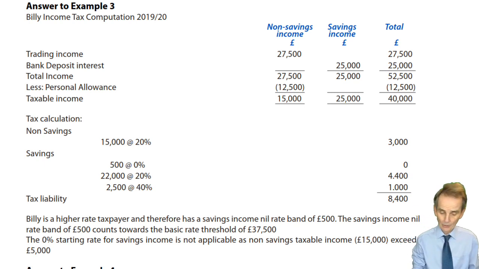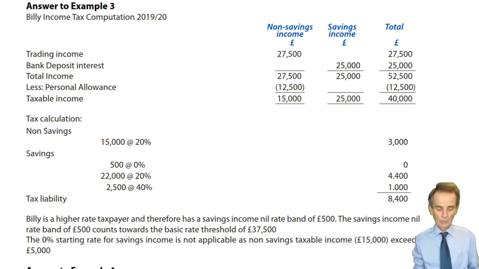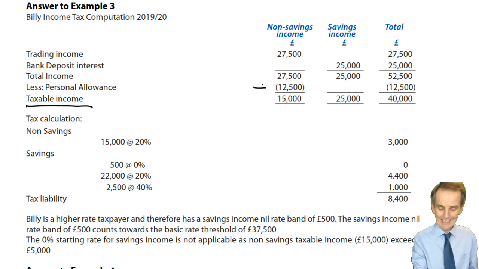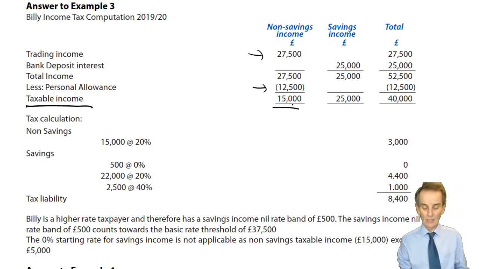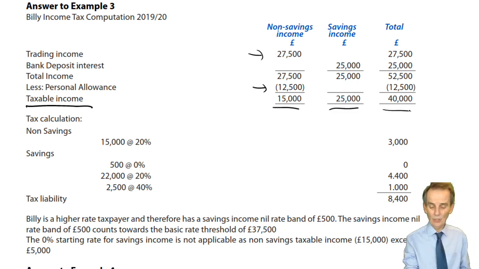Okay, well, let's see how you got on as we now look at the answer to example 3. I hope that there were no problems in deriving your figures of taxable income, whereby we allocated the personal allowance, as ever, firstly to non-savings income. It, as usual, but not as always, has used up all of the personal allowance, and we get taxable non-savings income of 15,000. Savings income, 25,000, total taxable income, 40,000.